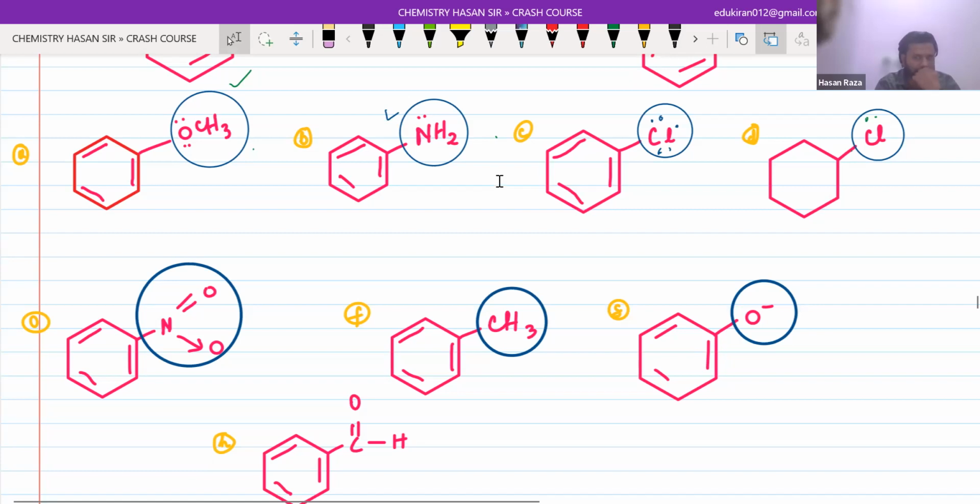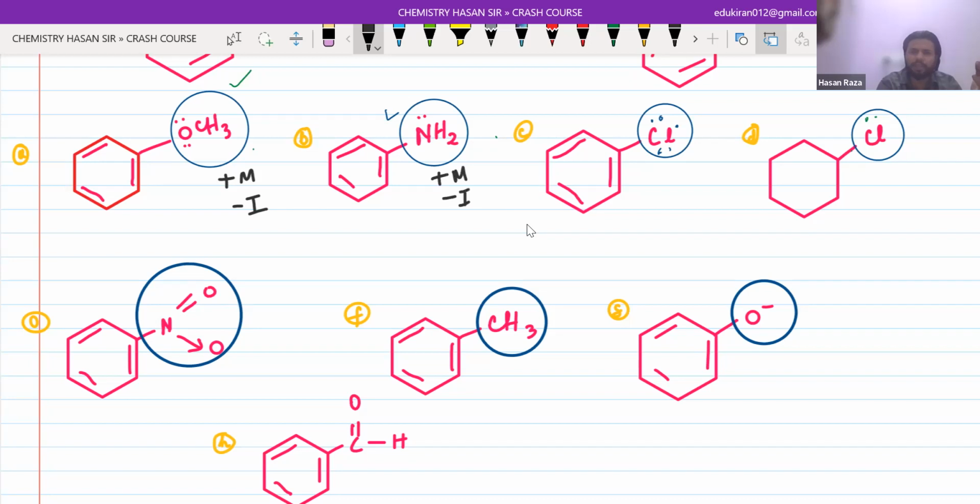OCH3, plus M or minus M? So plus M. It will be acting as plus M because I told you singly bonded lone pair plus M, doubly bonded lone pair minus M. So plus M, and tell me about its inductive effect, minus I or plus I. What do you think? Oxygen will be minus I because oxygen is more electronegative. So we are going to cover both plus M or minus M and plus I. You can see this will be also plus M and minus I.